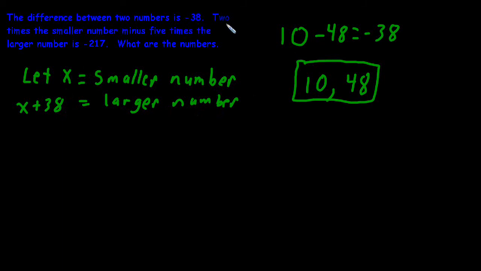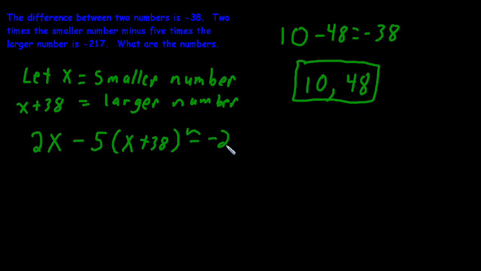Now the second sentence, 2 times the smaller number. Well, I called the smaller number x, so 2 times it would be represented with 2x. Minus, that means subtraction, 5 times the larger. So I want to multiply 5 times the larger, and the larger, I have x plus 38. And then they say that is negative 217. And so now we have the equation.